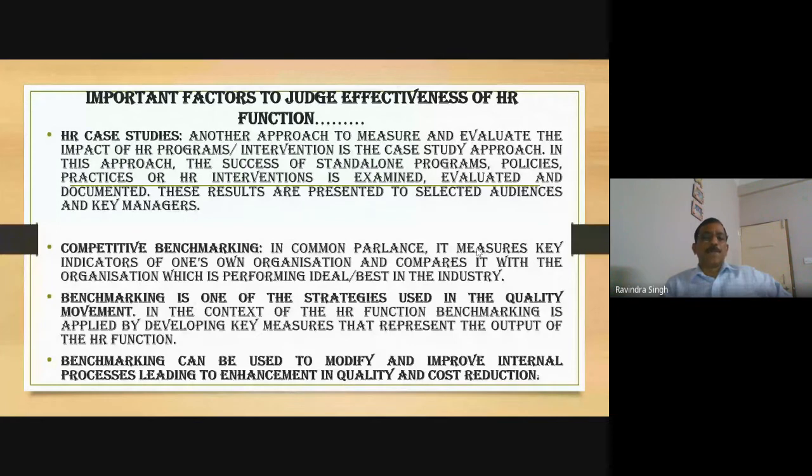Important factors to judge, continued. HR case study: just go through the case study of how many people left the organization last year and what reasons they gave, and accordingly change your policy if required. Competitive benchmark: you conduct an internal examination, an internal competition for promotion and for incremental enhancement. Benchmarking is one of the strategies used in quality movements. If you see the MNCs, they go through 2 to 3 rounds of interview, and after assessing all aspects of the candidates, they say yes, I want your services. Otherwise, they cut them off.